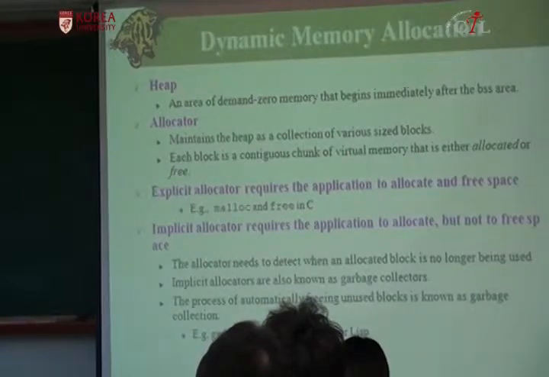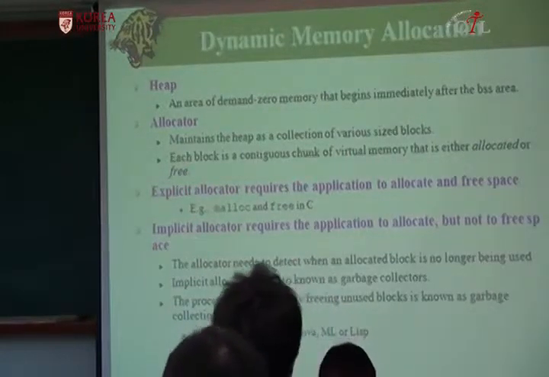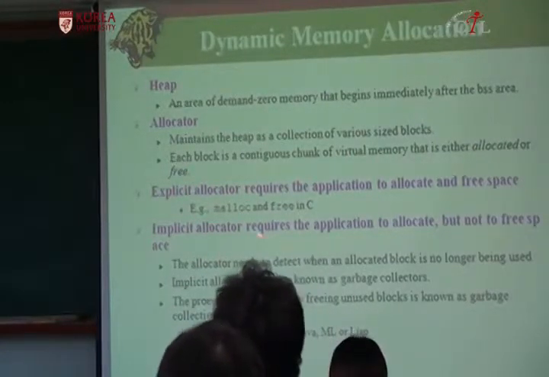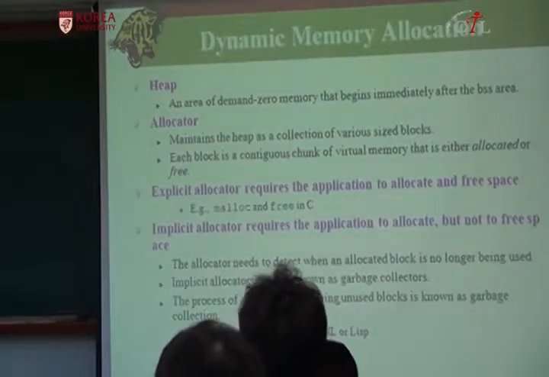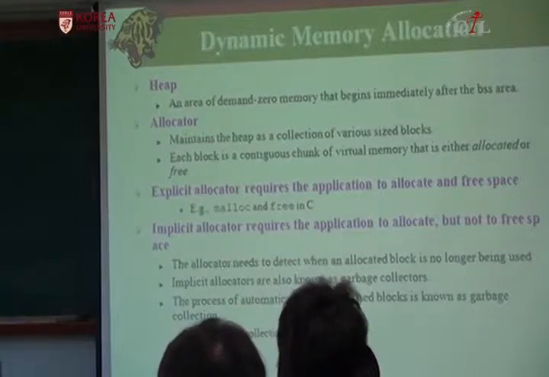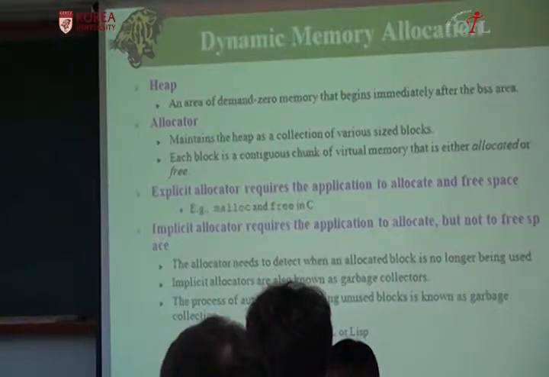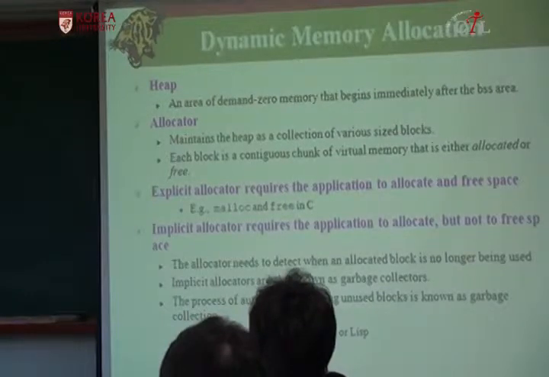The other scheme is called implicit allocator, which means the application or the programmer is responsible for allocation, but is not responsible for free. You just request, and you don't care about free because the system maintains this free space. This is used for Java or functional languages such as Lisp.